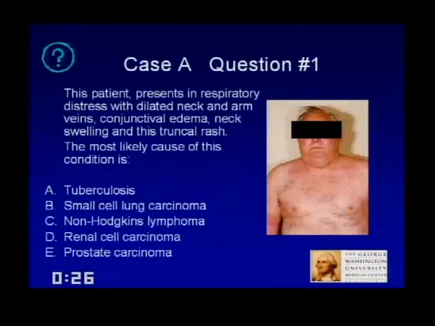Our first question. This patient presents in respiratory distress with dilated neck and arm veins, conjunctival edema, neck swelling, and this truncal rash. The most likely cause of this condition is A, tuberculosis, B, small cell lung carcinoma, C, non-Hodgkin's lymphoma, D, renal cell carcinoma, E, prostate carcinoma.